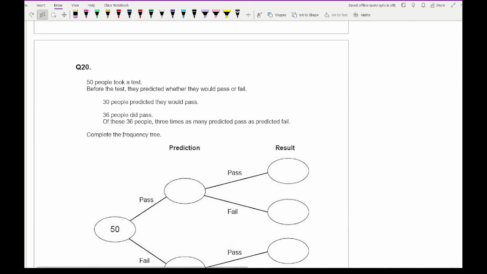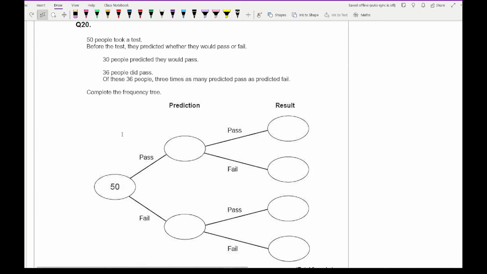Moving on to question 20, it says 50 people took a test. Before the test, they predicted whether they would pass or fail. 30 people predicted they would pass. 36 people did pass. Of the 36 people, 3 times as many predicted pass as predicted fail. And then what we need to do is use this information to complete the tree.